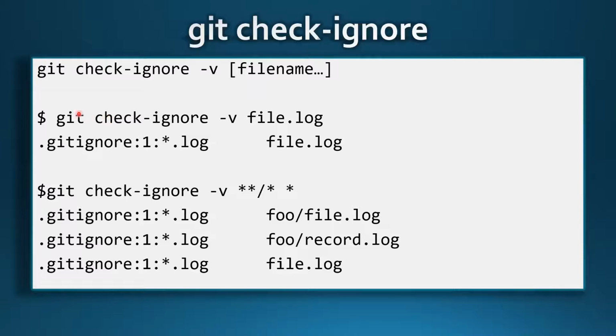So in this case, we will git check-ignore -v file.log, and we're going to include a single file name. Because of the -v, the verbose, it tells you which file the rule exists in. We only talked about one gitignore file, but you can have multiples in any directory. And file.log gets ignored.